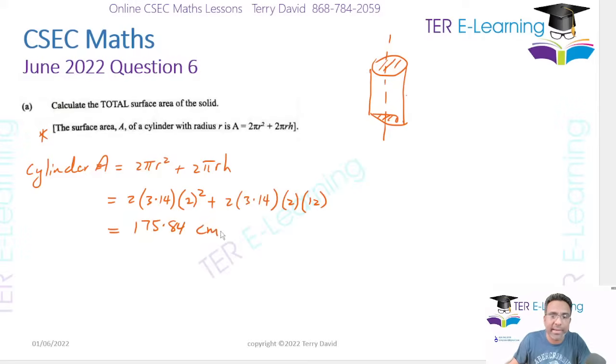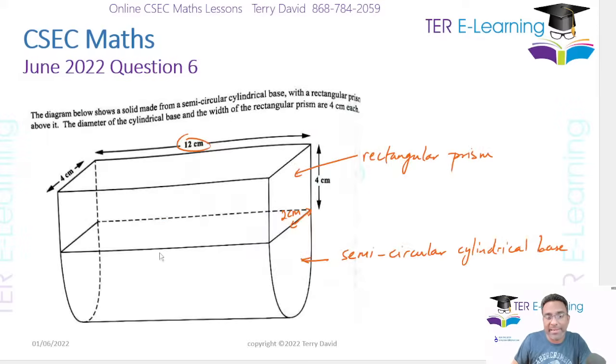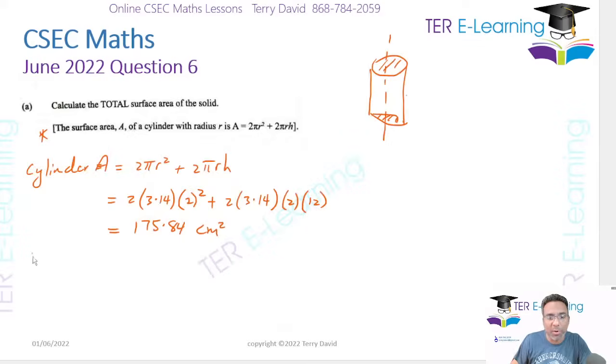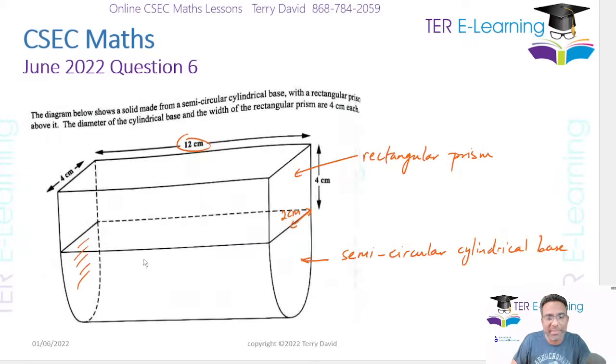175.84 cm squared. Now that's for a whole cylinder, but based on the diagram, this is half of a cylinder. So therefore we need to chop this thing in half. For a half cylinder, we're going to say 175.84 divided by 2, and you're going to get 87.92. And this here is cm squared. So all we've done here is work out this area, this piece, and this curved piece here. That's what we worked out.